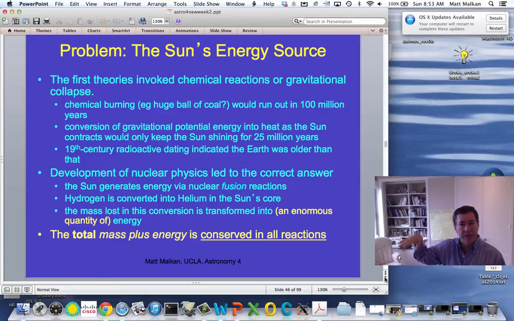Another idea, which was even less of a good idea, was, well, maybe the sun is not in an equilibrium state and it's gradually collapsing.